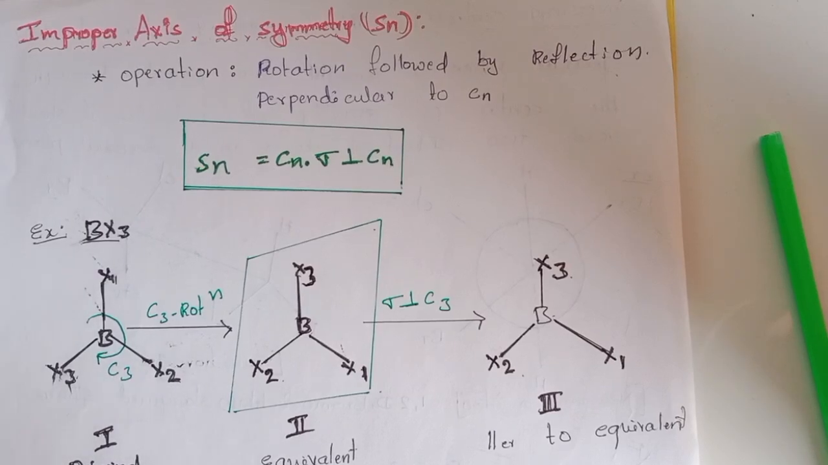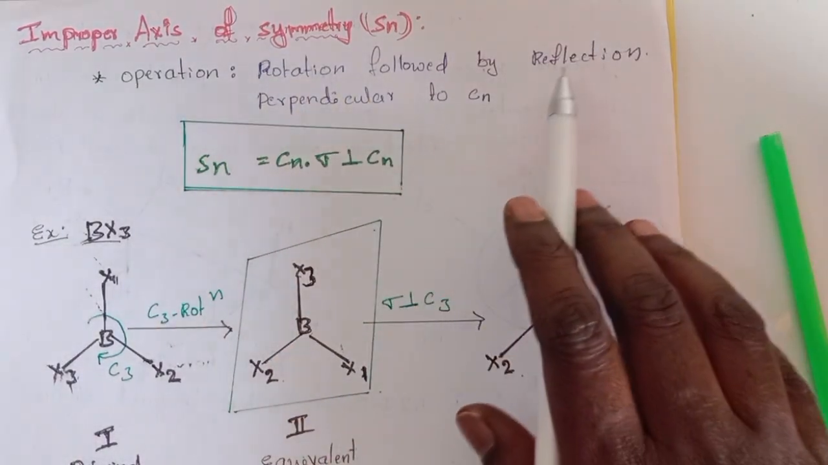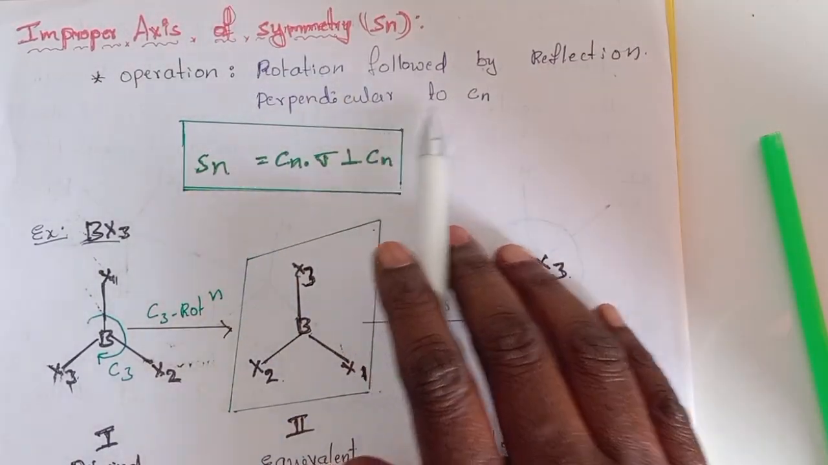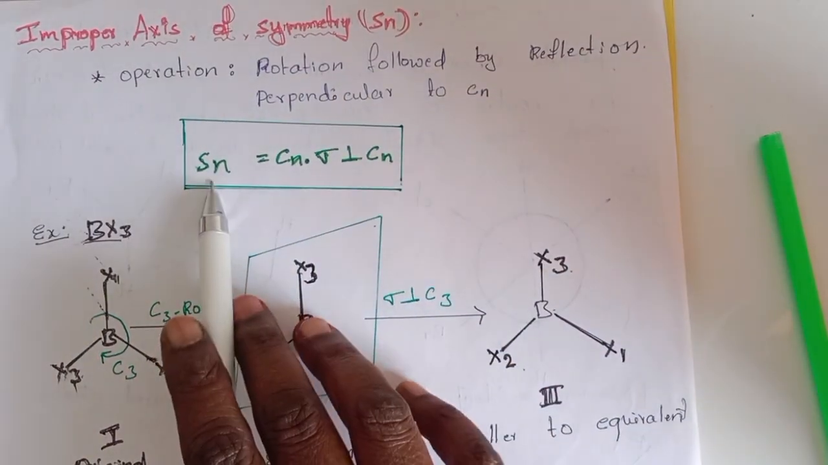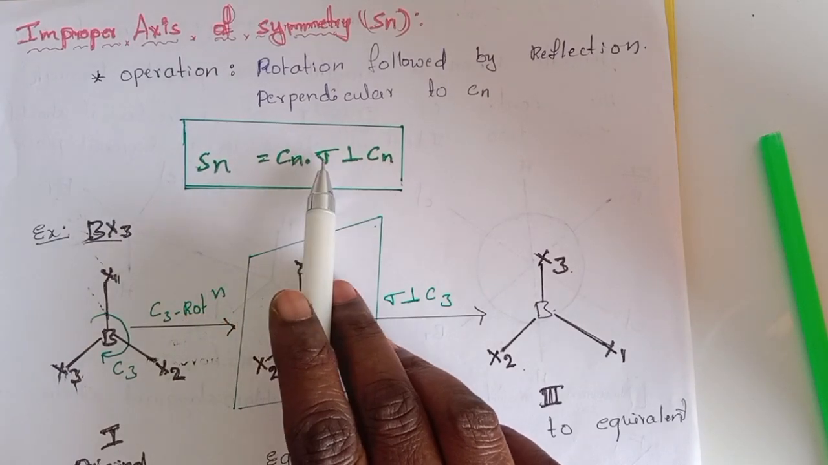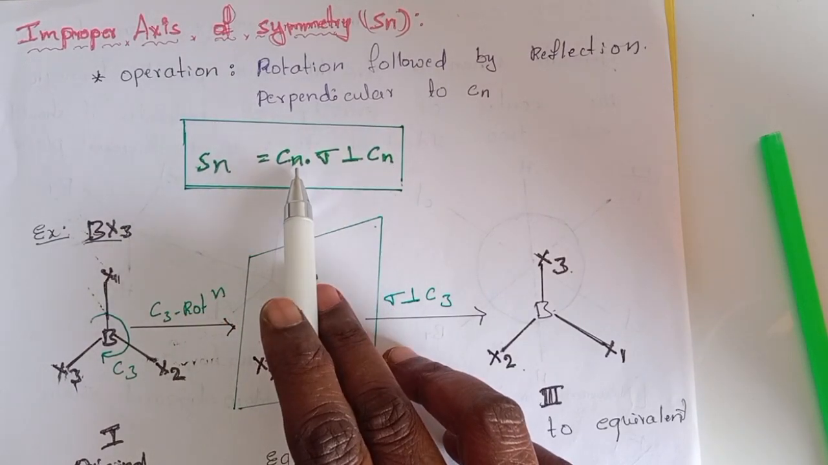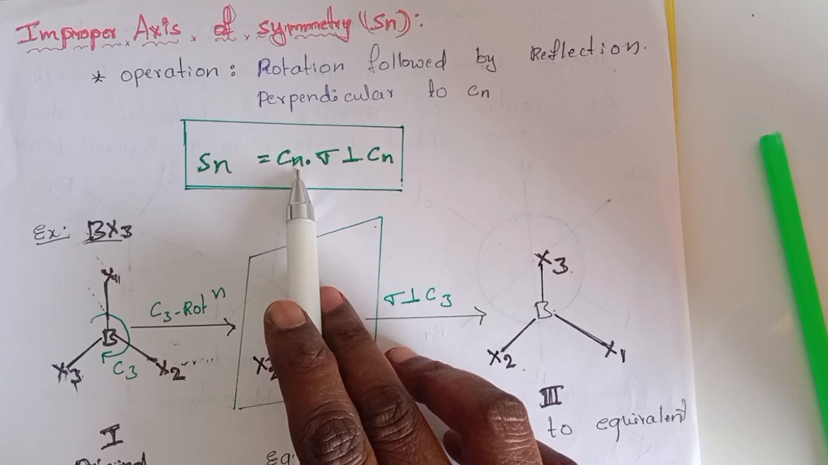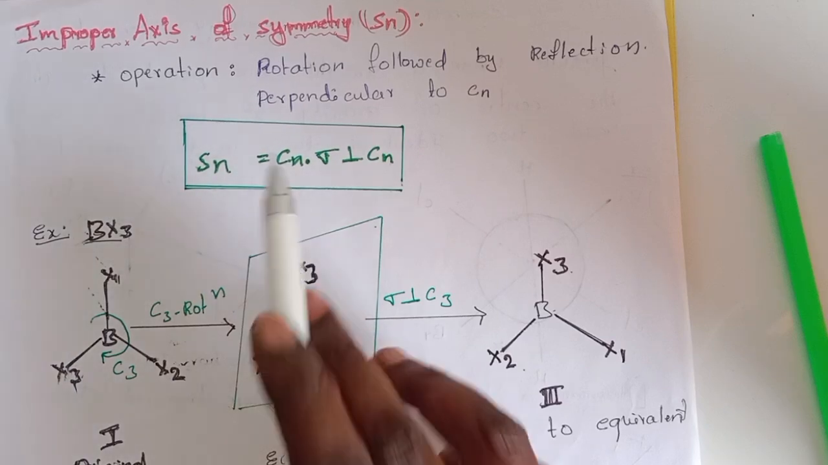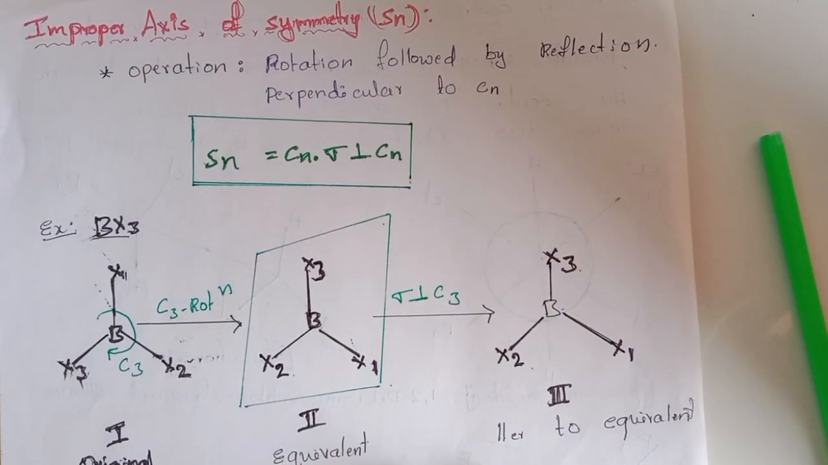Now I am discussing improper axis of symmetry. This symmetry element will be generated by doing a rotation operation followed by a reflection which is perpendicular to the rotation. That means Sn equals Cn followed by a reflection which is perpendicular to this particular Cn. Okay. By doing only rotation, we will not get the equivalent configuration in these cases.